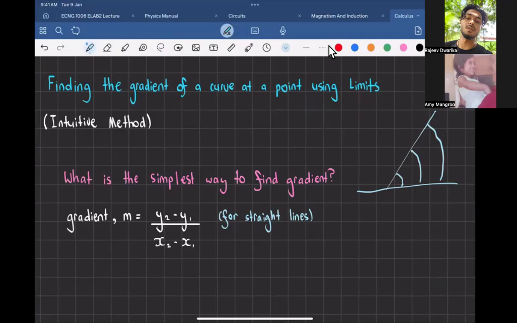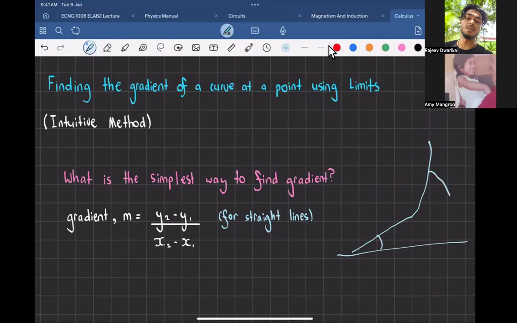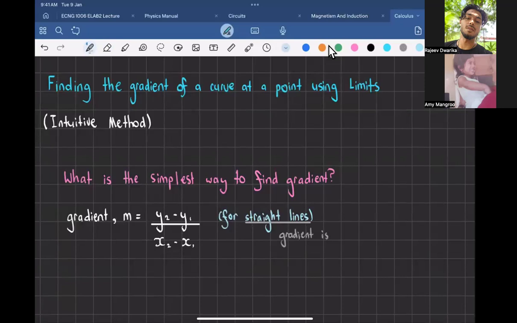But you can't say the same thing if we're dealing with a curve. Let me just say we have something like that. Would the angle here be the same thing as the angle over here? No. So the main thing we need to know about straight lines is gradient is the same everywhere. And that's why it works. When you look at straight lines, gradient is the same.